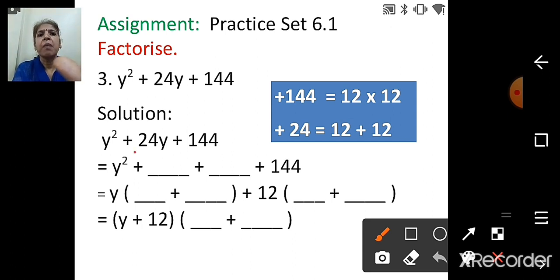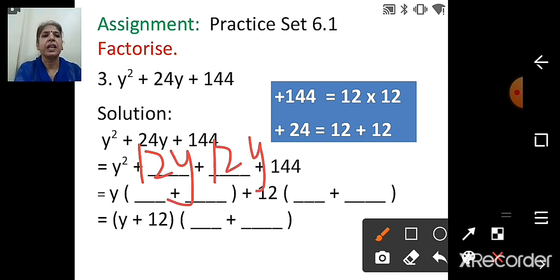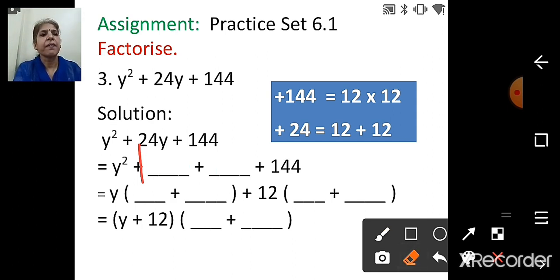y square plus 24y plus 144. Now we have to split that 24y into, so what will come here, children? 12y. Here also it will come 12y. Then 4 terms are there, so you are going to make pairs of 2, 2. So what is common from that? Here it is 12y, and here also 12y. In these two, y is common. Uncommon is y plus 12.